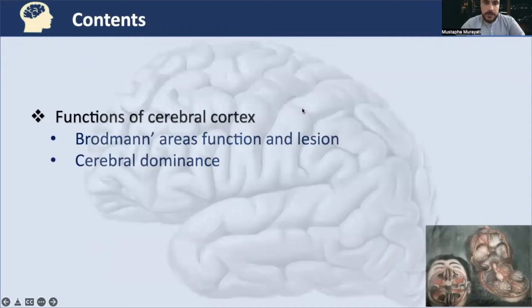The contents of this presentation will be talking about the functional areas of the cerebral cortex, and we will focus on the Brodmann areas. What are the functions of each most important area, and what happens when a lesion occurs, what are the consequences. And then we will talk a few seconds about the cerebral dominance at the end of this presentation.